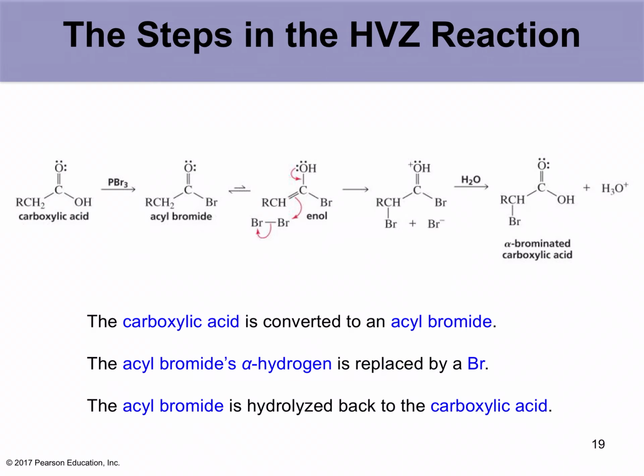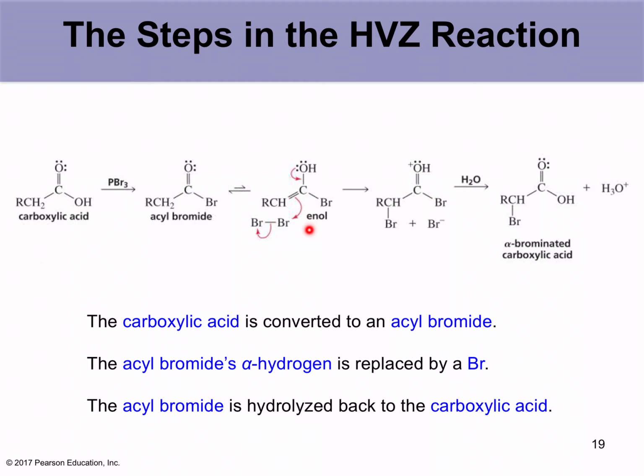So these are the steps in the HVZ reaction. First step, you have a carboxylic acid, you add phosphorus tribromide. So the OH group of the carboxylic acid will be replaced by bromine. It's going to form an acyl bromide. And then once the acyl bromide has been formed, the keto form can go to the enol form. Now we know how the keto form comes to the enol. We have seen it 2 times now.